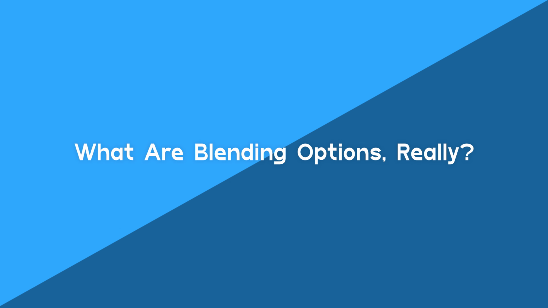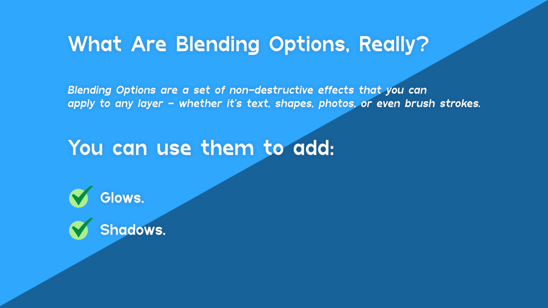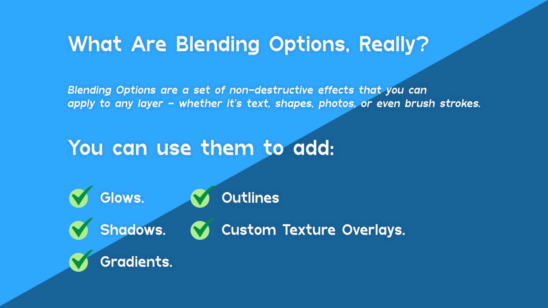What are blending options really? Blending options, or layer styles, are a set of non-destructive effects that you can apply to any layer, whether it's text, shapes, photos, or even brushstrokes. You can use them to add glows, shadows, gradients, outlines, and even custom texture overlays. They don't affect the original content, and you can change or remove them anytime. They work especially well on text layers, but any kind of layer can use blending options.